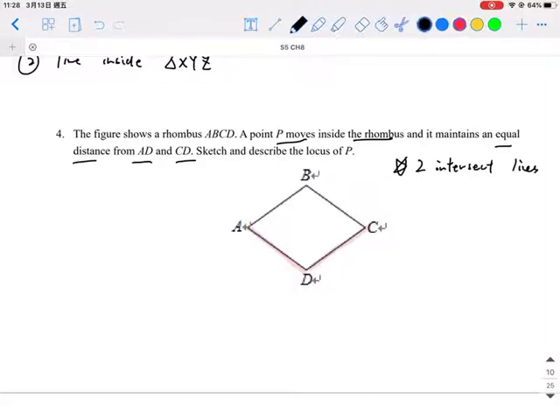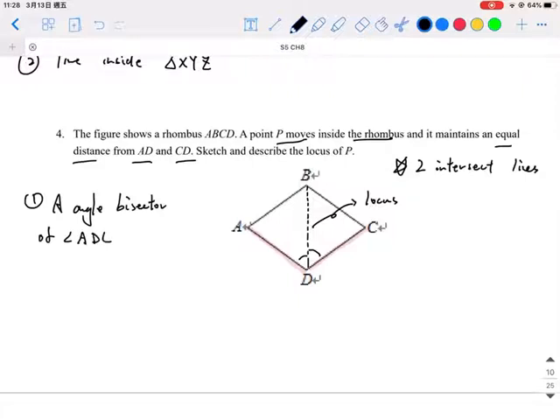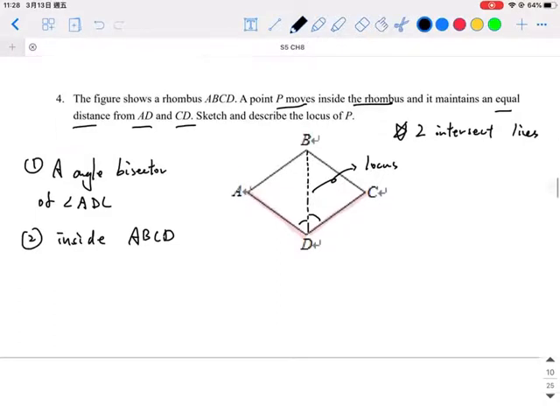So let's try to write it down here. It should be the angle bisector here. So therefore, the locus of P. How to describe it: the first is an angle bisector of angle ADC. This is the first point. And the second is that it is inside ABCD. Okay, this is the second point. So we finish question number 4.